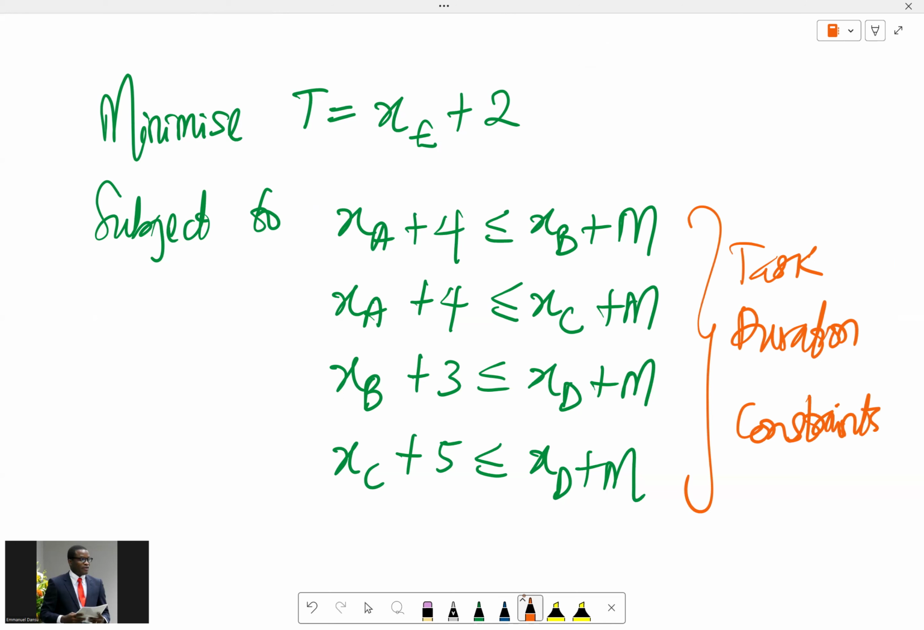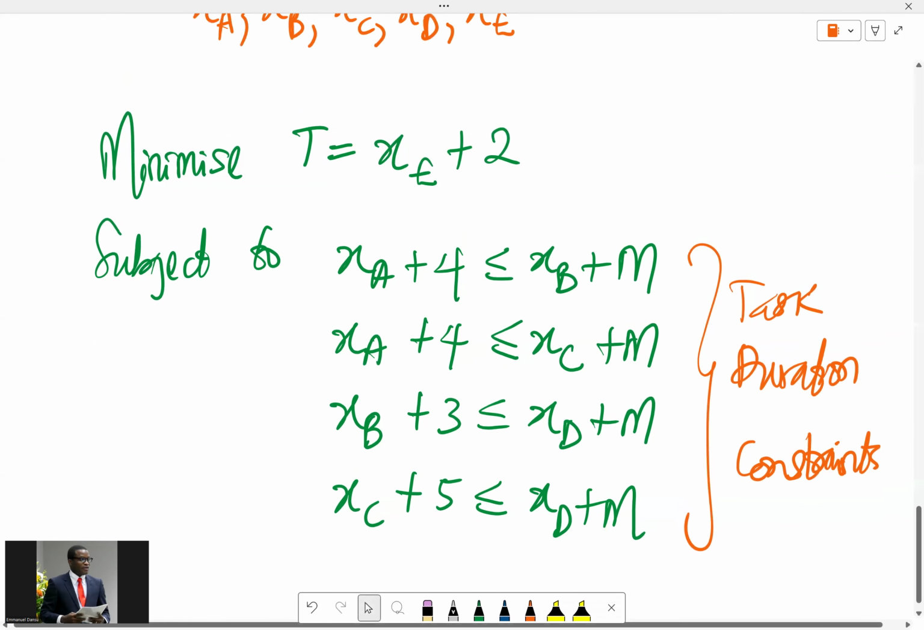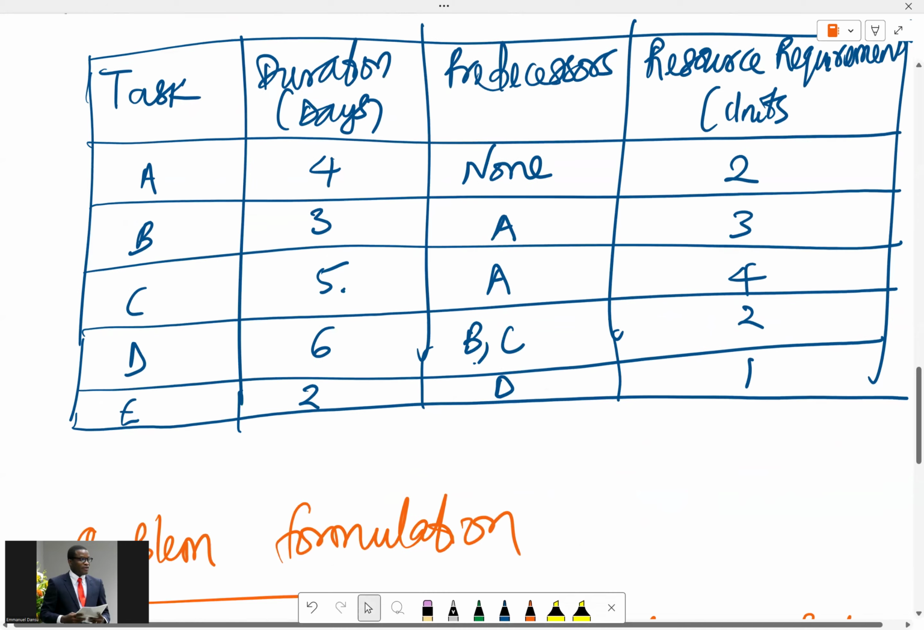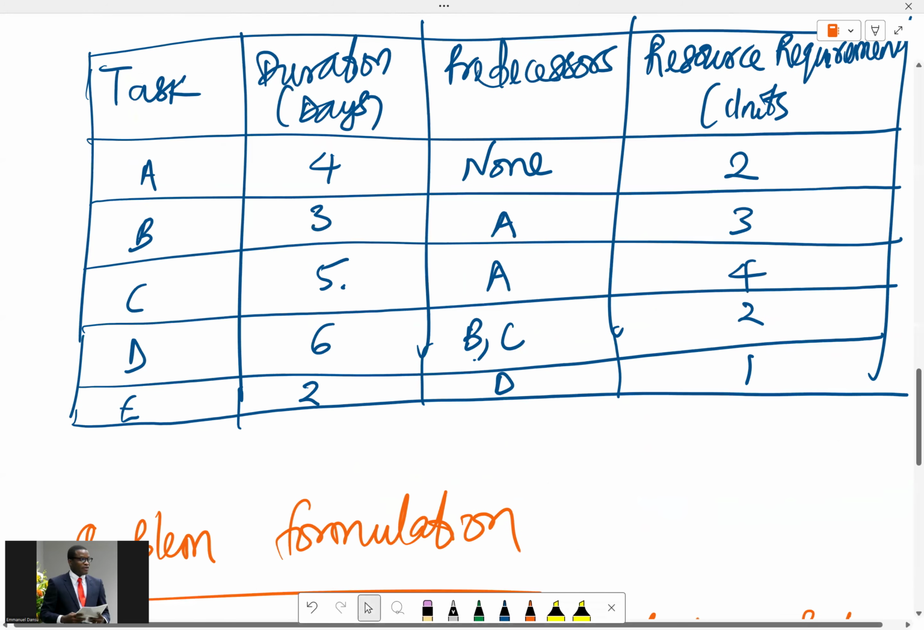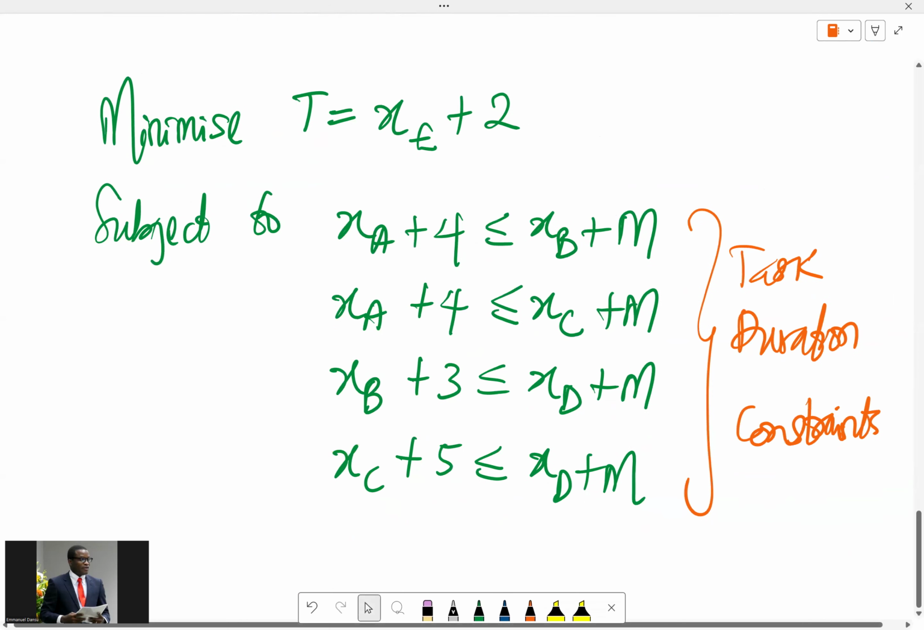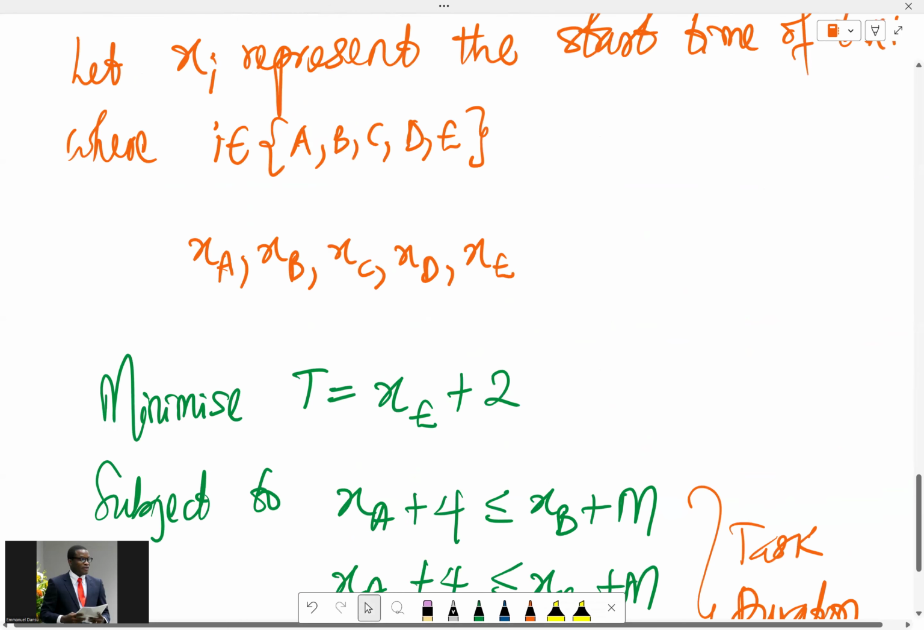But that's not all. These constraints account for the fact that each task has a specified duration, and the next task can only start once the previous task is completed. Okay, and we know A depends on nothing, right? But B depends on A. C also depends on A. That's why we have those connections between A, B, A, C, and all that.